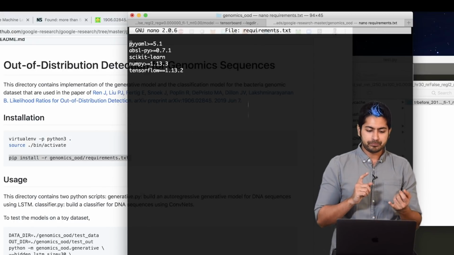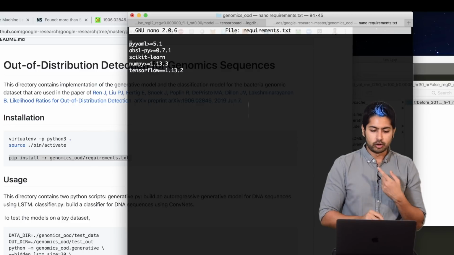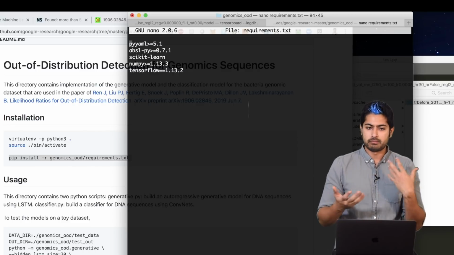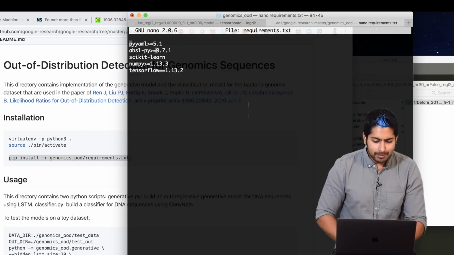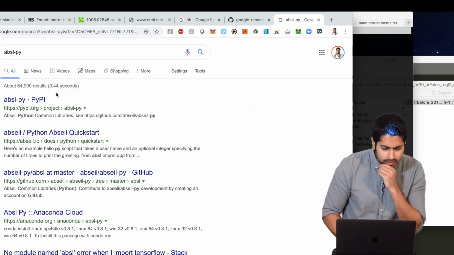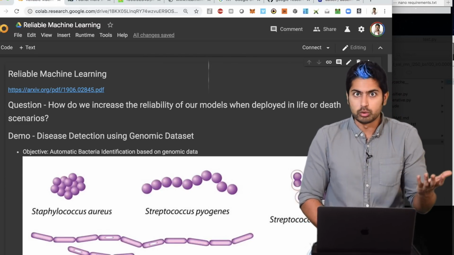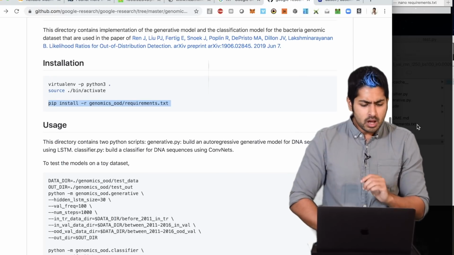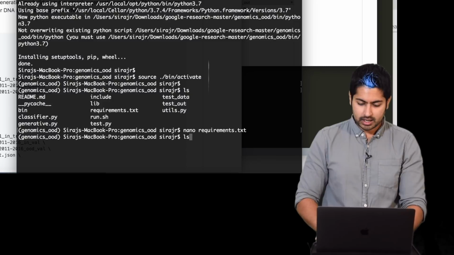We got PyYAML, which is a file format. We have scikit-learn for ML. We have NumPy for matrix operations. We have TensorFlow, of course, for machine learning. We have absl-py. I'm not actually sure what that is. Okay, so it's some C++ glue, basically. C++ Python glue. Okay, fine. So let's install those requirements.